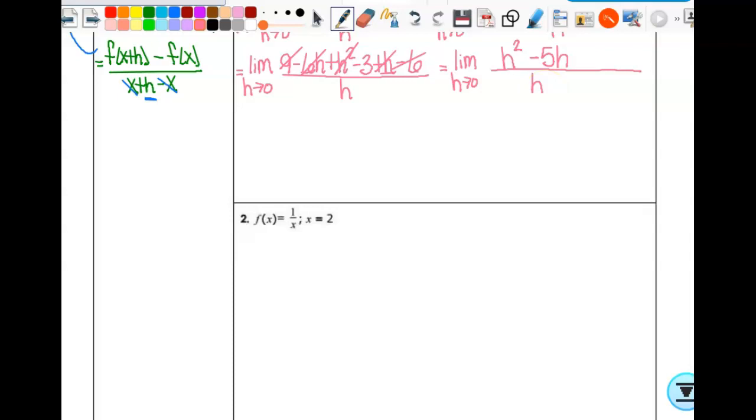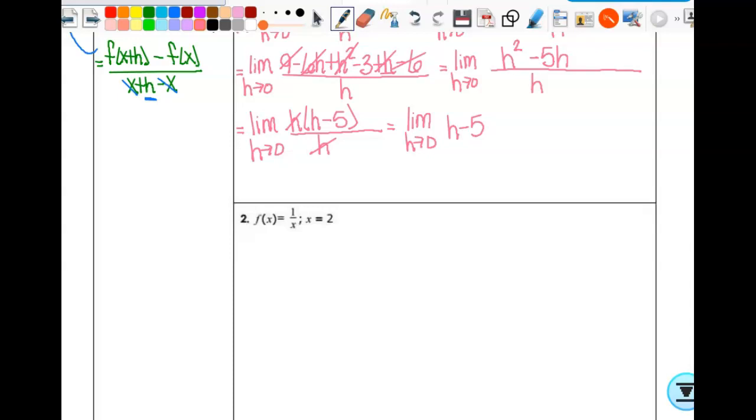Everybody good so far? Can I cancel these h's out right here? No. If you think yes, I'm worried about you. Limit as h approaches 0 of, but I can factor out an h in the numerator, h times h minus 5 over h. Now I can reduce these h's, and that leaves me with the limit as h approaches 0 of h minus 5. So now when I substitute in a 0, I won't get 0 over 0.